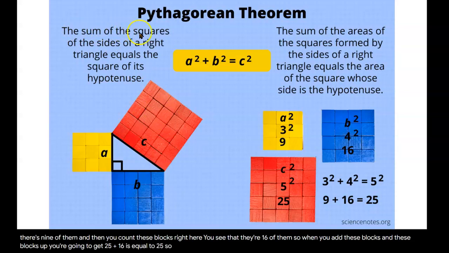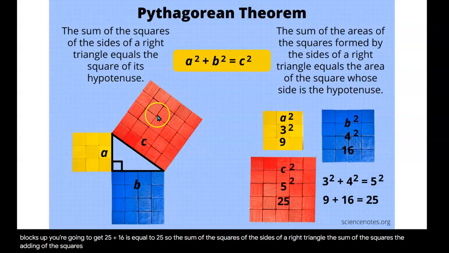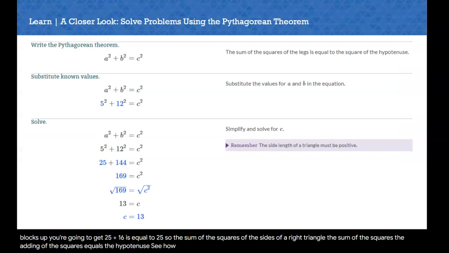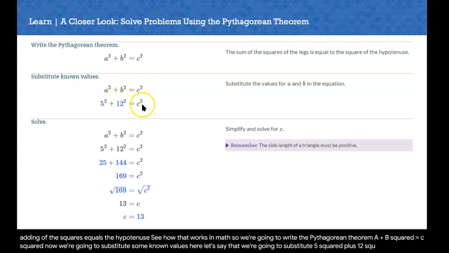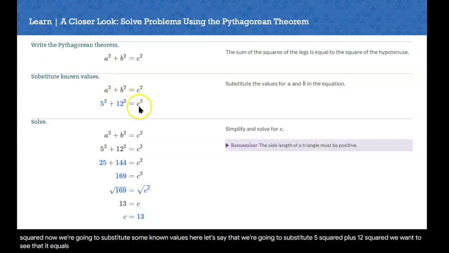So the sum of the squares of the sides of a right triangle, the adding of the squares, equals the hypotenuse. Let's see how that works in math. So we're going to write the Pythagorean theorem: A squared plus B squared equals C squared. Now, we're going to substitute some known values here. Let's say that we're going to substitute 5 squared plus 12 squared. We want to see that it equals C squared, which is the hypotenuse.